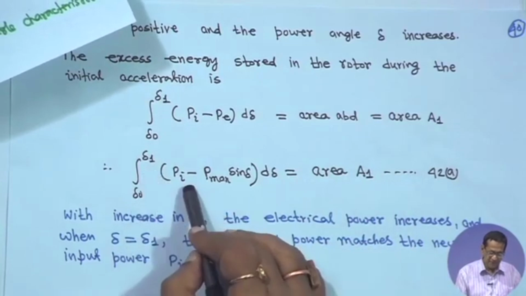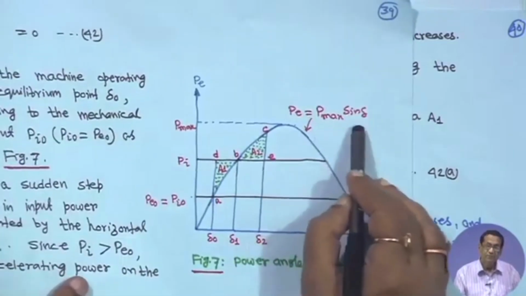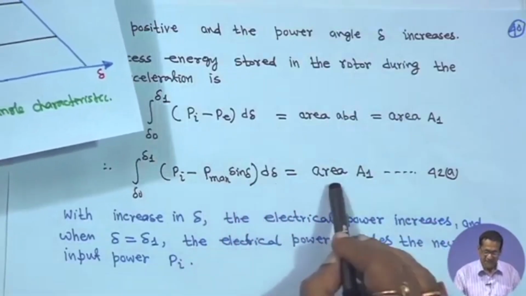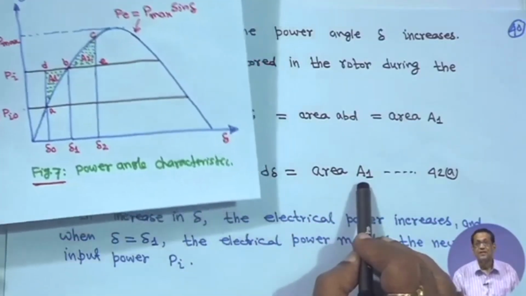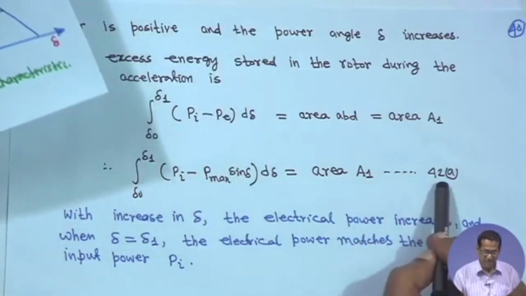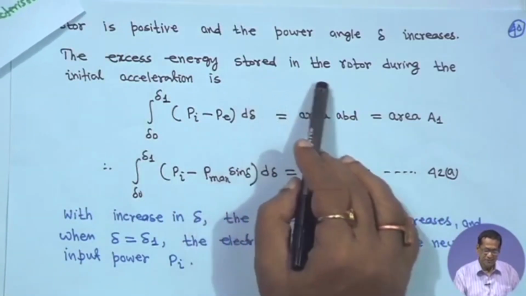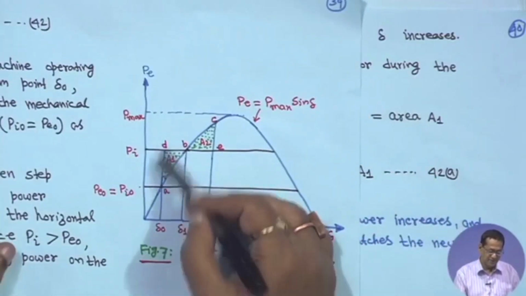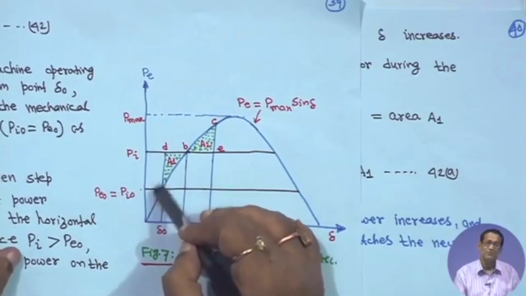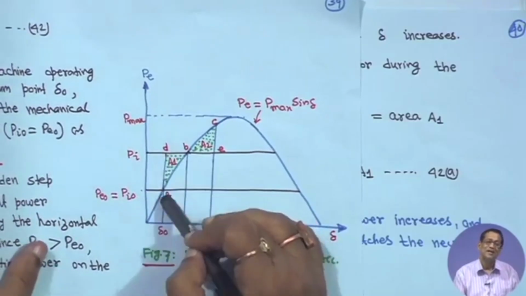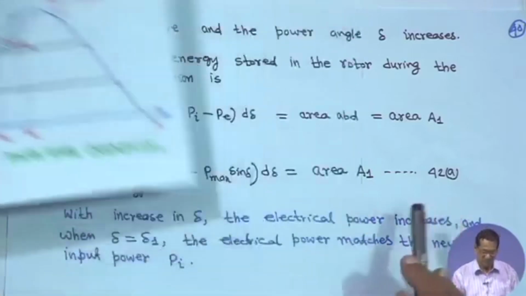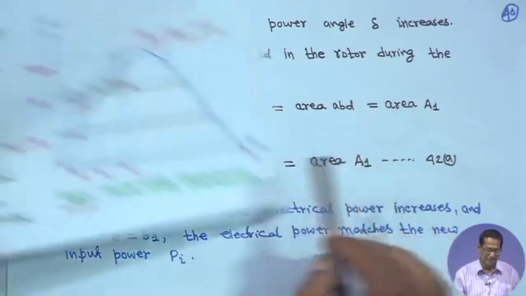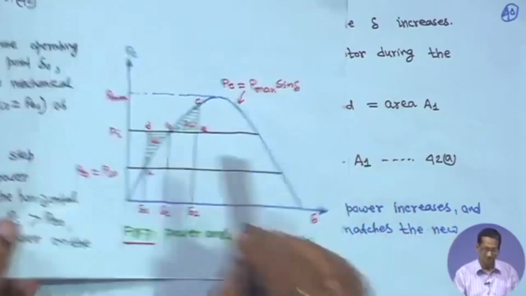Area A1 is the integral from δ0 to δ1 of (Pi minus Pmax sin δ) dδ, where P is equal to Pmax sin δ. This I am marking as equation 42. This is the excess energy stored in the rotor during the initial acceleration, because as soon as the load has suddenly increased, the input power increased to Pi, the rotor will start accelerating. So this excess energy stored will be only this area, you have to find out A1.